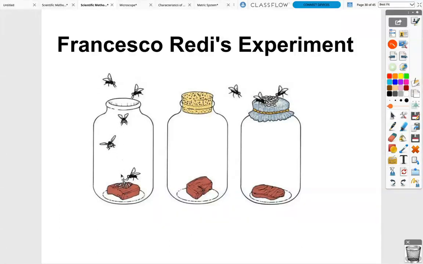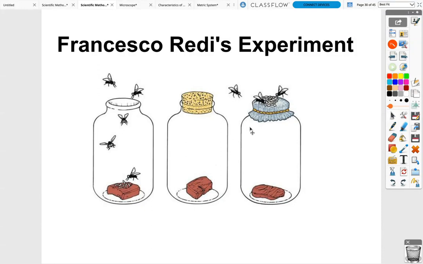So instead of saying, "Oh, look, that meat produced these maggots," we know that maggots are just developing from the eggs of flies. But this had to be proven, and Francesco Redi was the one that did that. He took another jar and he placed a cork stopper on this one. Flies couldn't get anywhere near it.